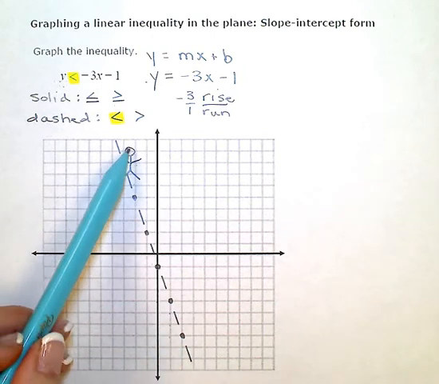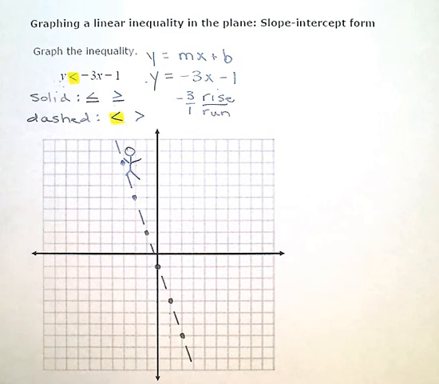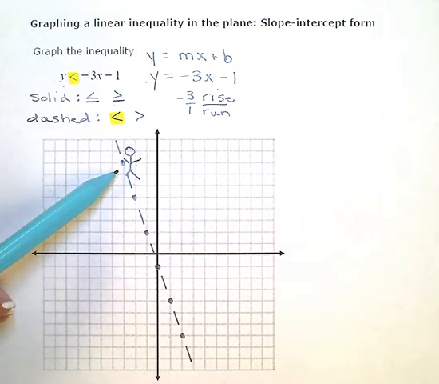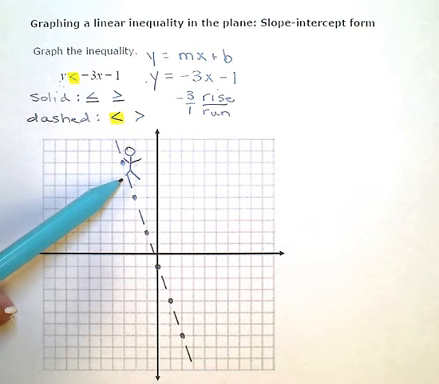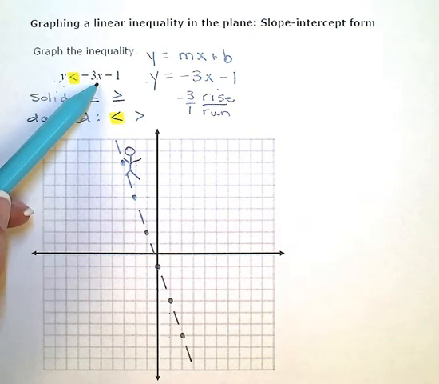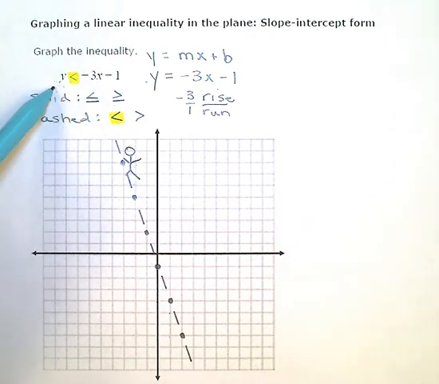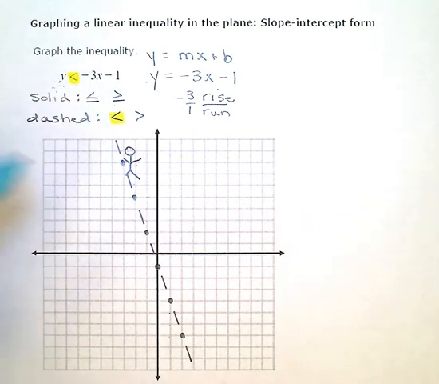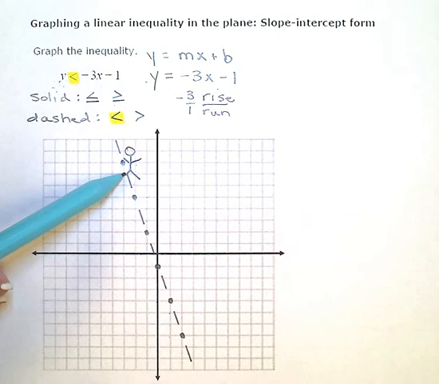You want to think to yourself, am I shading above or below? If you were on this hillside, above you would be the sky. Below you would be the mountain or the earth. So are we going to shade sky or mountain? You can go back to your original inequality and think to yourself, okay, I need to shade below the boundary line. I need to shade below or less than the boundary line. So I'm going to shade what would be below me if I was picturing myself standing on this steep hillside, or the mountain.